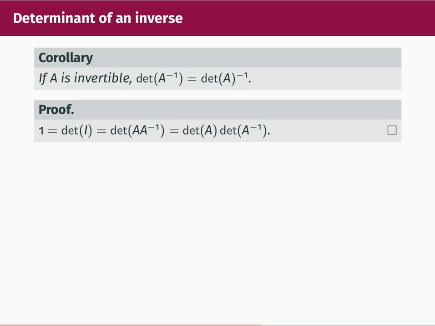Some easy consequences are, first of all, that the determinant of the inverse of a matrix is the inverse of the determinant of that matrix. The reason for that is that 1 is equal to the determinant of the identity, and that's equal to the determinant of A times its inverse, which is equal to the determinant of A times the determinant of A inverse by the theorem we've just seen.